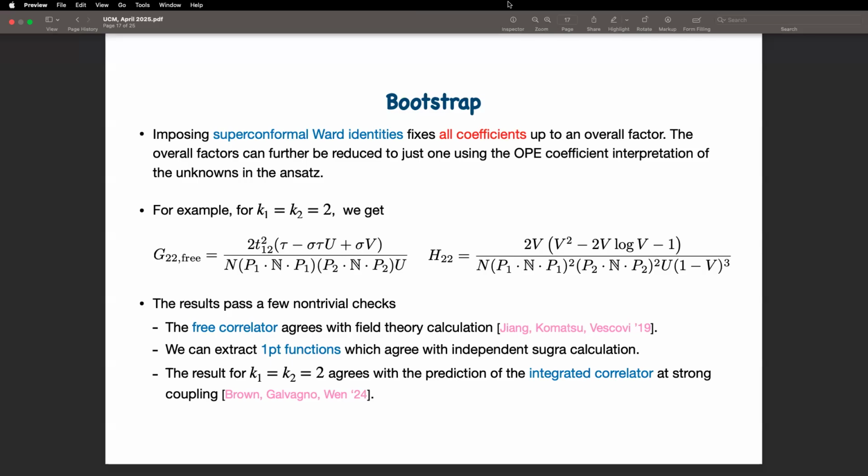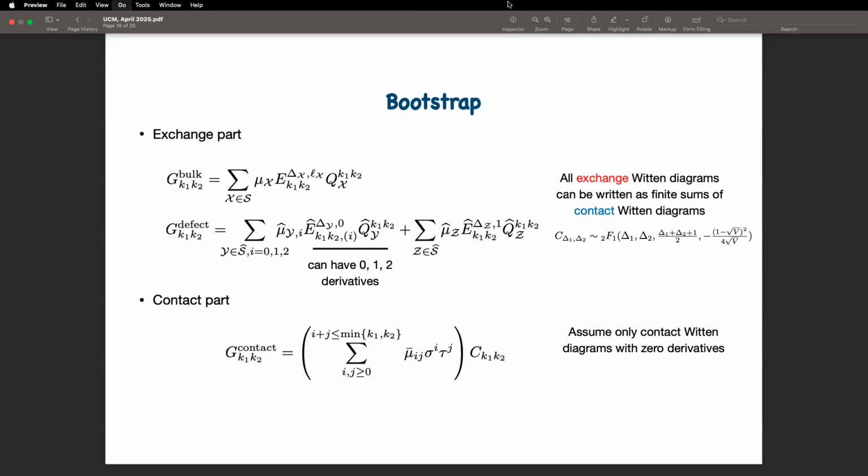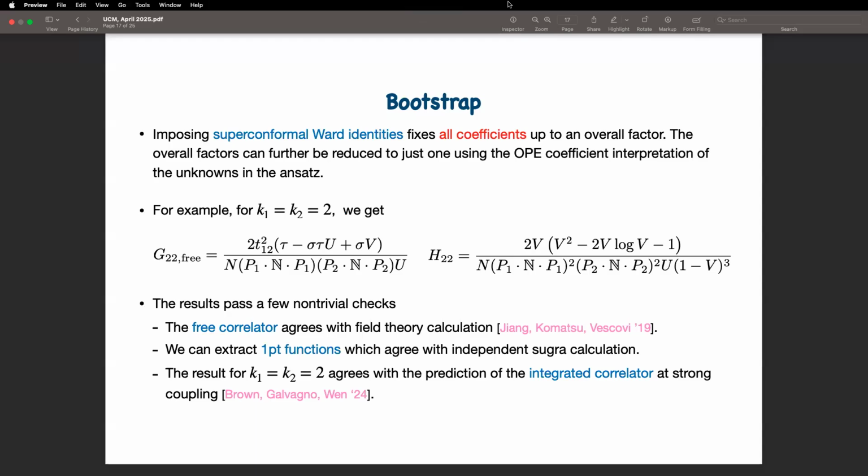Now, these numbers actually cannot all be independent. The reason is that we can choose this number, for example, to be one of these mu's in the bulk channel. And these mu's have the meaning of a 3-point function times a 1-point function. You have the same field being exchanged in different k1, k2 2-point functions, and therefore you can relate all these overall coefficients and reduce them to just one, let's say for k1 equals k2 equals 2. So ultimately, there are no free parameters left.